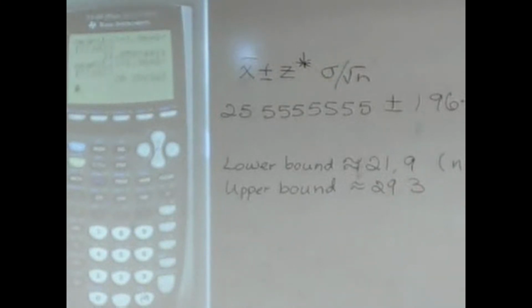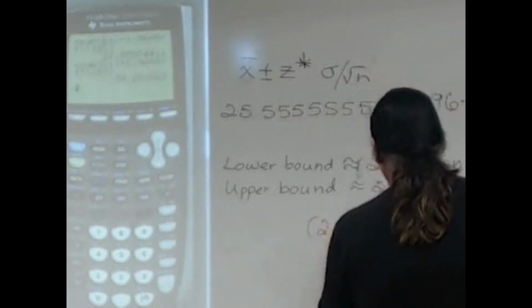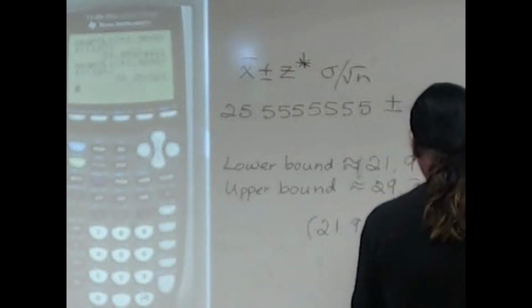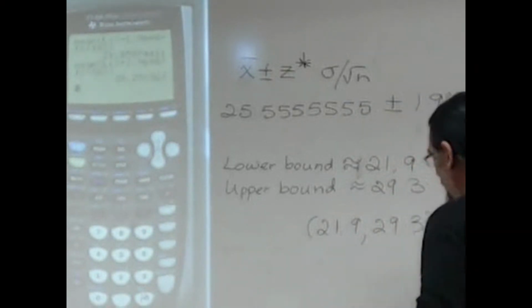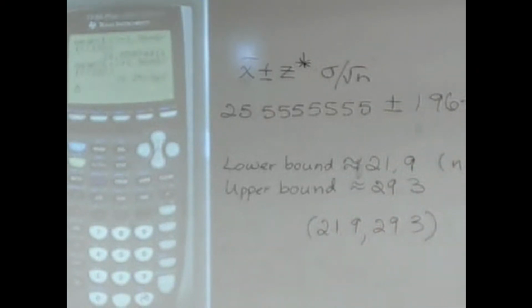Written in interval notation instead, if you're comfortable with that. Remember, left to right, least to greatest. So 21.9, comma 29.3, and then we've got parentheses around it.